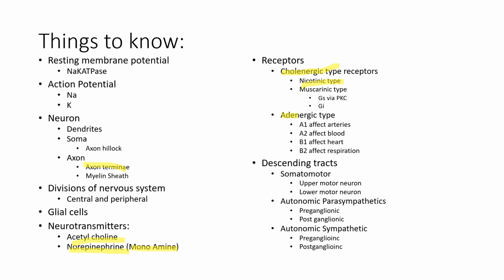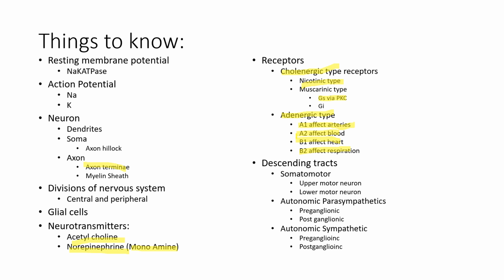You also have adrenergic receptors, and the adrenergic receptors, you have the A1s, which affect arteries, A2, which affects blood, B1 that affects the heart, and B2 that affects the respiratory tract. They do affect other things, but if you actually understand how it affects these, you understand how it works. You can also see why these will affect different things. You do have the subtype receptors. For instance, if it's a GS, it stimulates, and it usually works with protein kinase C. GI tends to be inhibitory.